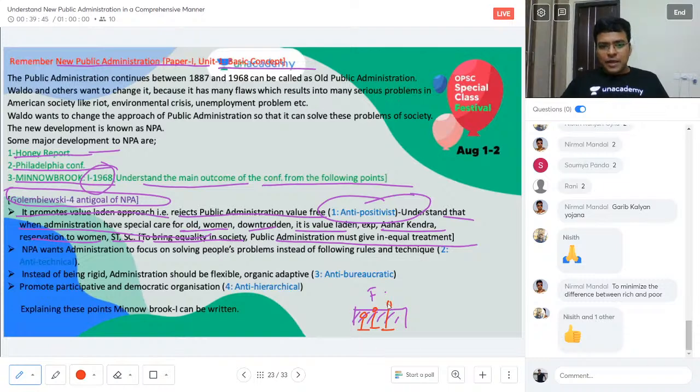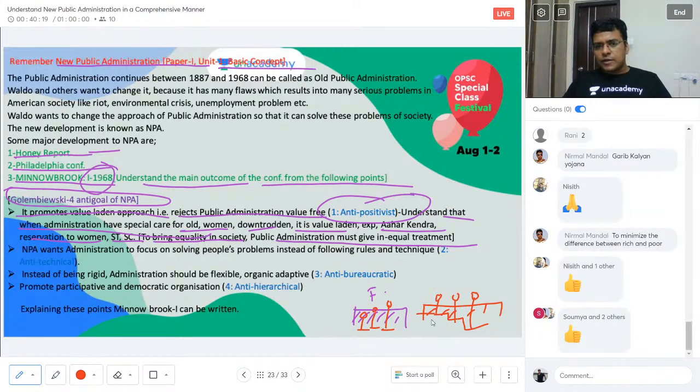So what happened? This man clearly watches the match. This man watches in a very difficult way. This man cannot watch. So what does government do? Suppose government provides this stool. Okay, this is reservation. So everyone is now equal. Got my point? This is the value laden approach of government. With this you can call different taxation policy, reservation policy, whatever you want to call. With this, government wants to bring equality in society.